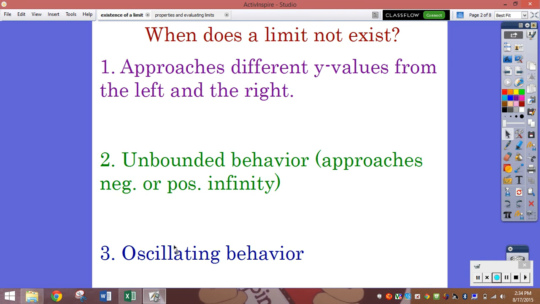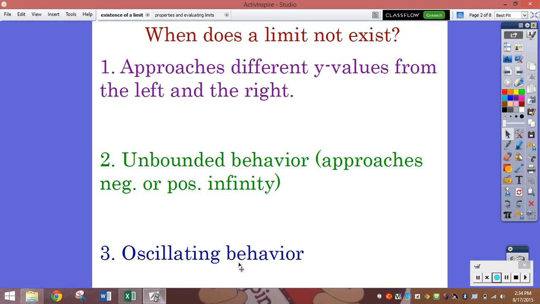And then the last case is when we have oscillating behavior. Oscillate means to move back and forth between two values. An example would be a sine curve that bounces between 1 and -1. But a sine curve has a limit. These cases are graphs that bounce back and forth repeatedly, much more closely together. And we'll look at some examples of those graphs.